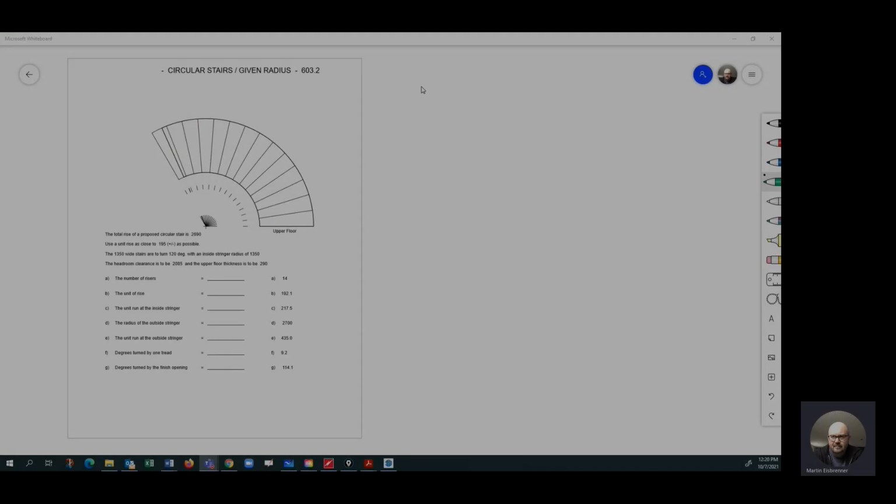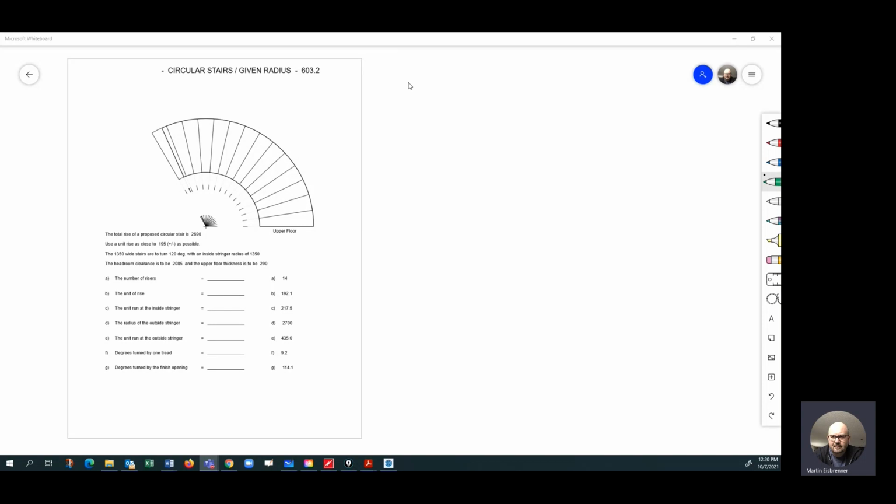Here we go. So there's always that sort of beginning business. Total rise 2690. So I'll divide by 195 because that's what it says to do. Where's my calculator? I got it. 2690 divided by 195 is 13.8. And so I'm going to have to go 14 on that, just because that's the proper direction.